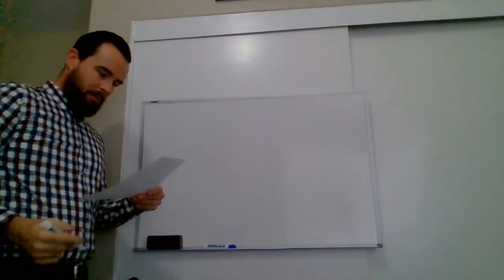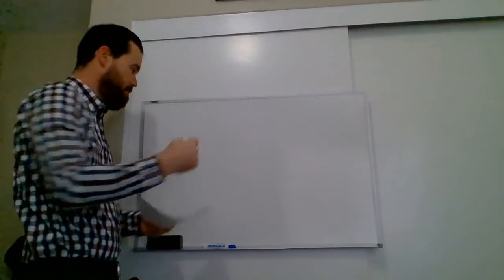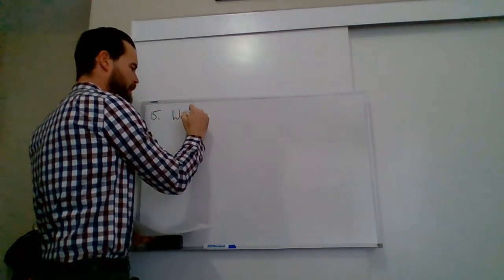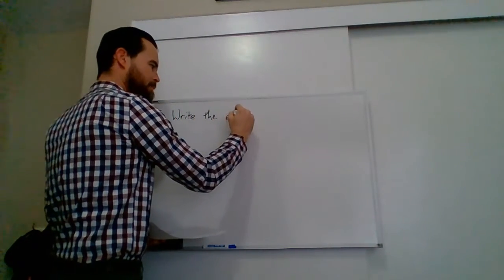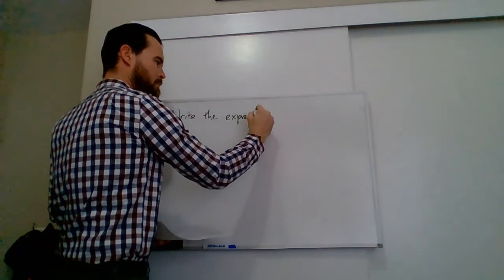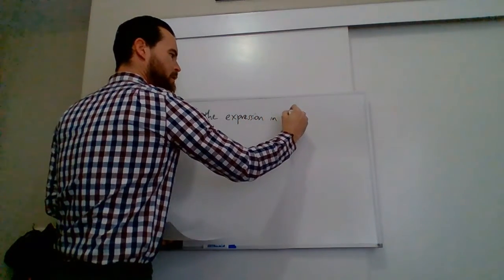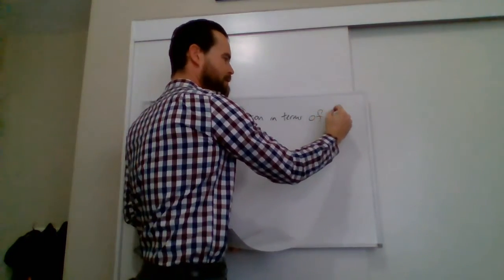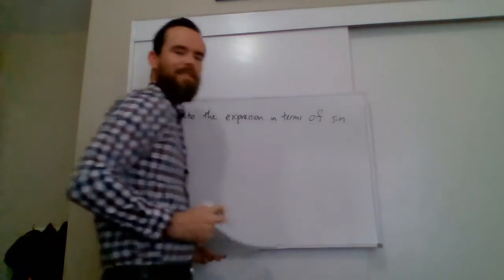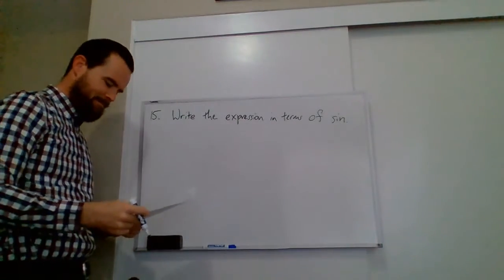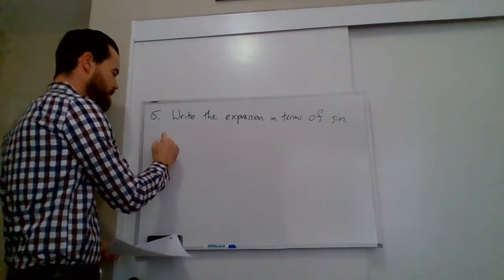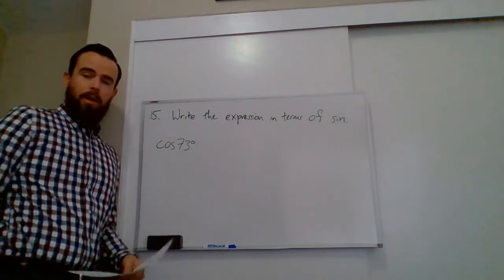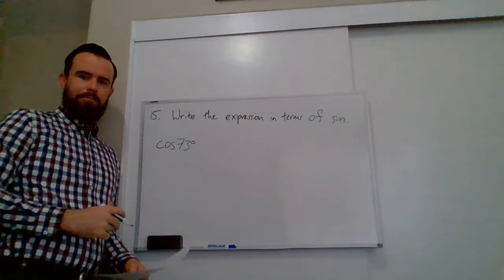All right, so we're moving on to number 15 now. Similar to the last one, but now we're going to write the expression in terms of sine. So they give us cosine of 73 degrees, and they want us to write this in terms of sine.